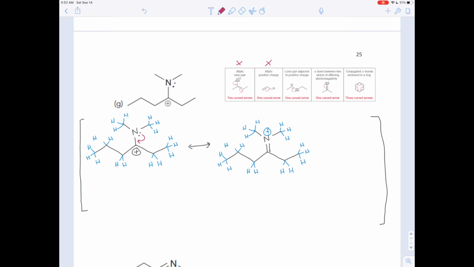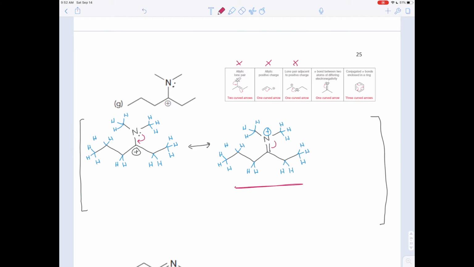Do we have a lone pair adjacent to a positive charge? No, we don't have any lone pairs there. Do we have a pi bond between atoms of different electronegativity? We do. Nitrogen is really electronegative and carbon's not, and we have that pi bond between them. And so we'd want to draw that pattern.